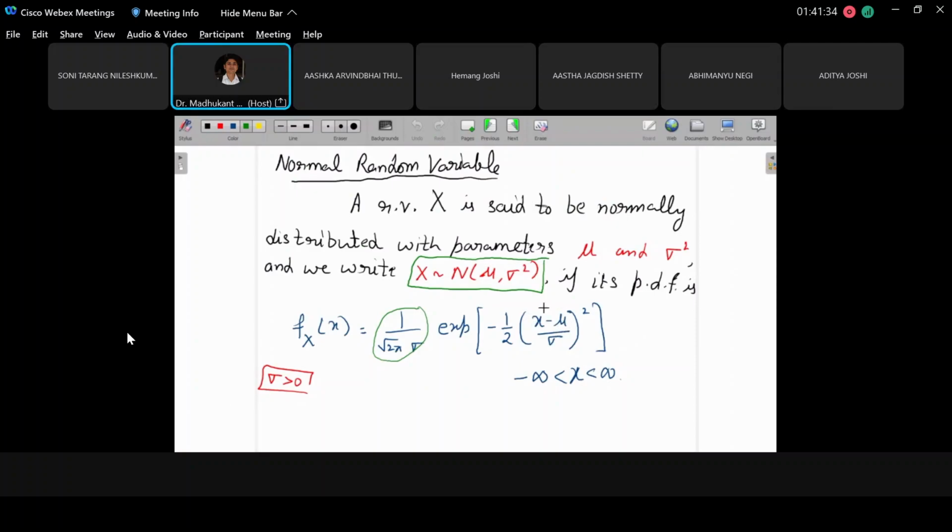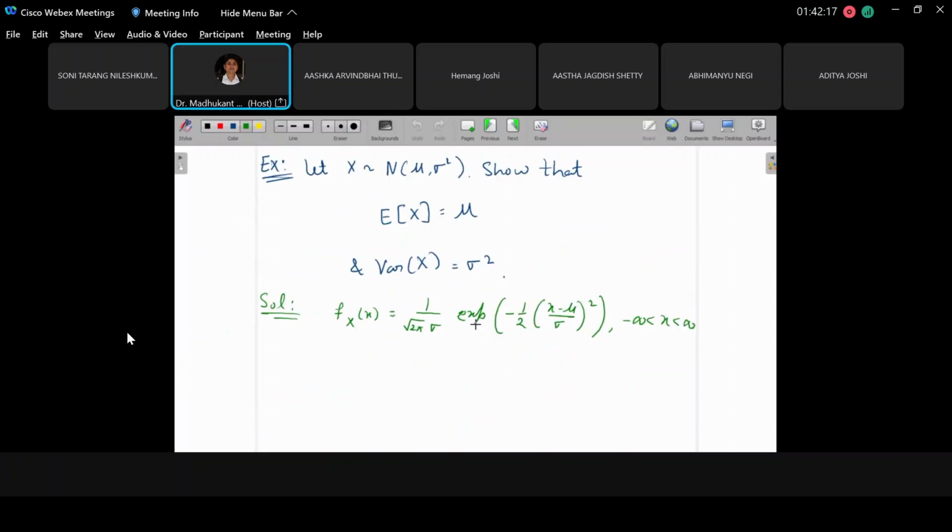So what is happening at x equals to mu here? So this is 1. And you can see the maximum height will be 1 upon square root of 2 pi sigma, which occurs at x equals to mu. That you can also prove, that it will have a maximum at x equals to mu. And this is going to be symmetric about the line x equals to mu. So if you put mu equals to 0, you are symmetric about the y axis. We will talk about this in more detail.